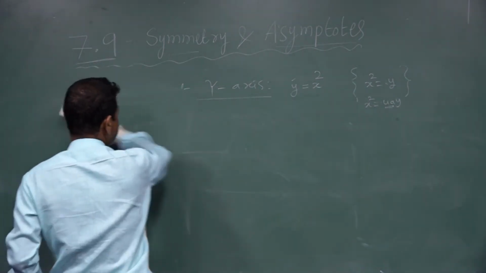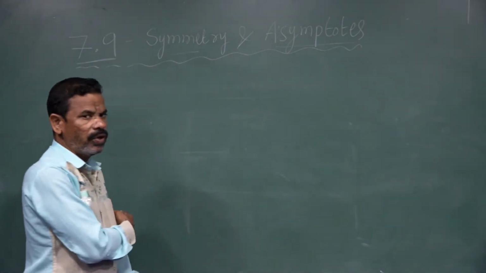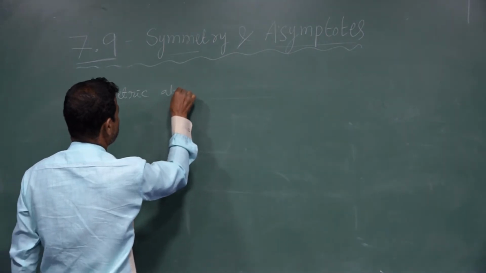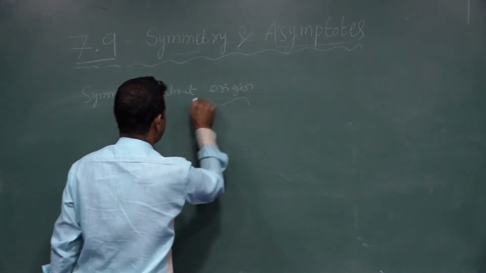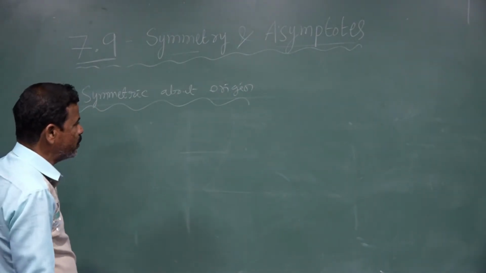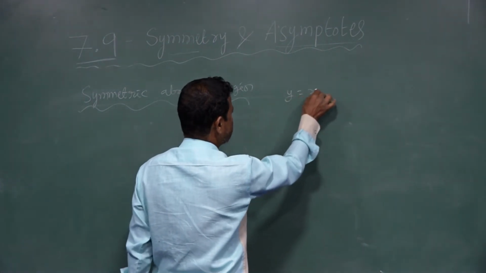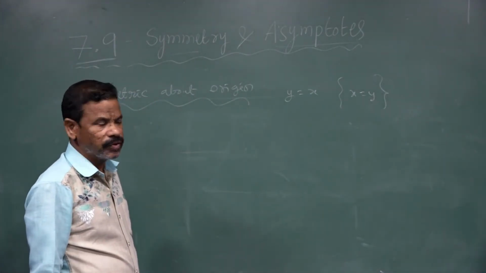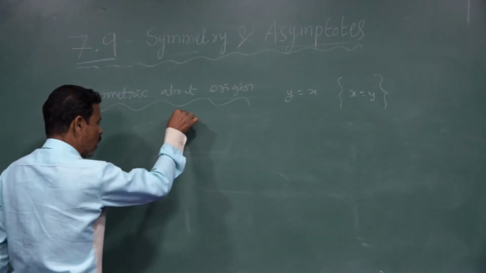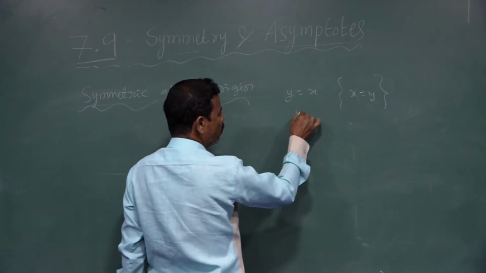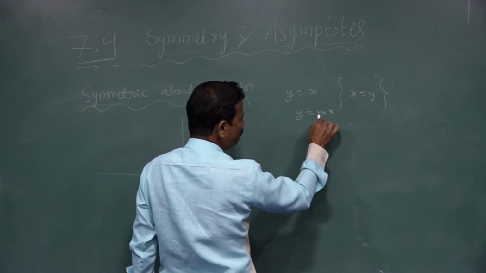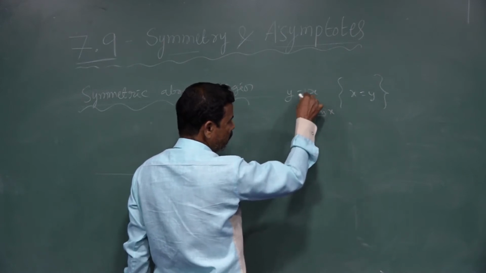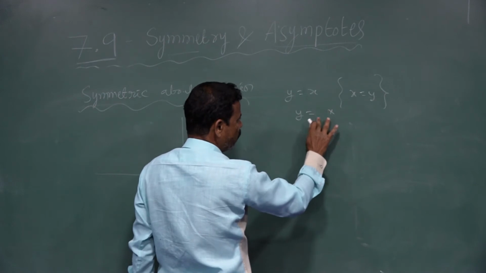And the third one, symmetric about origin. For this, the best example is y is equal to x, otherwise x is equal to y also. The x coordinate and y coordinate are both equal. This is a line. y is equal to x means y is equal to mx, where m is the slope, which can take some value: here 1, sometimes 2, 3, that type also. But we consider y is equal to x.